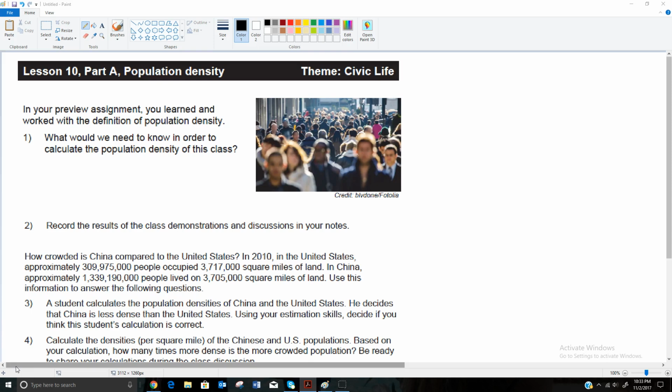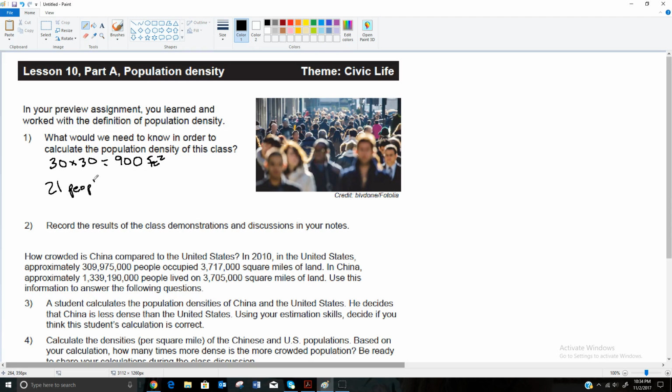So if we were talking about the population density of the class, we would want to know how many people were in the class and how big the room was. Since we aren't actually in class, I'm going to make up some data here. Say we had a classroom that was 30 by 30. That would give us a class size of 900 square feet. And then say we had a class of 21 people.